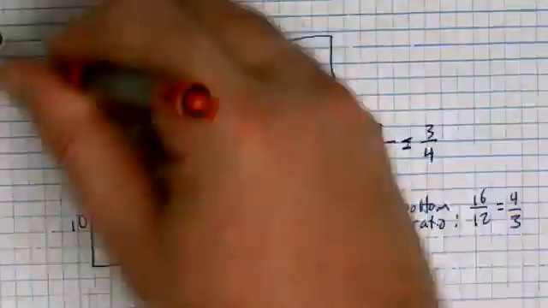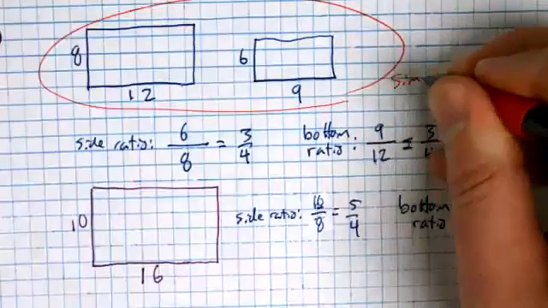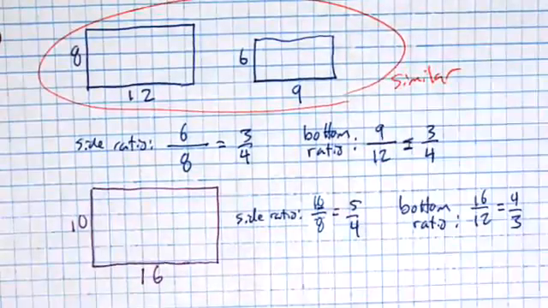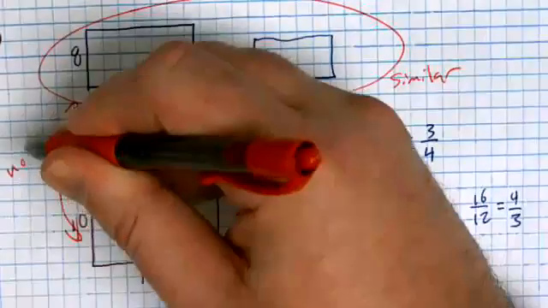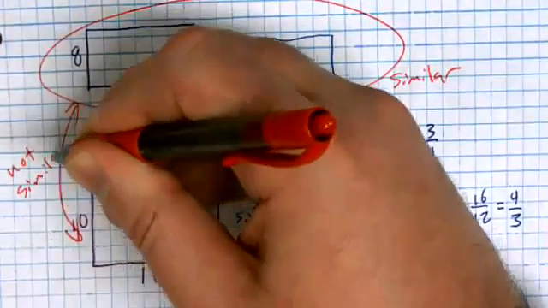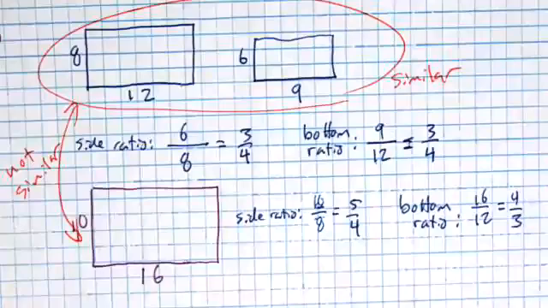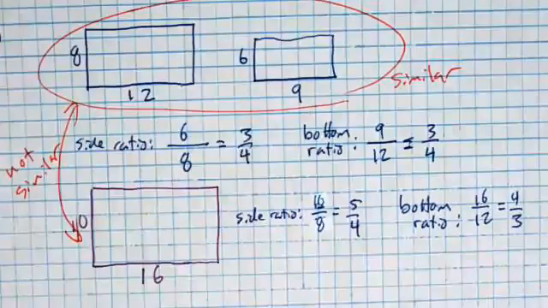So we know that these two are similar because the ratios are the same. We know that these two are not similar. You get the idea of similarity? The ratios have to be the same. So you compare the two sides that are matching sides, make a fraction. If it reduces to the same thing as all the others, then you've got a similar figure. Otherwise, it's not.